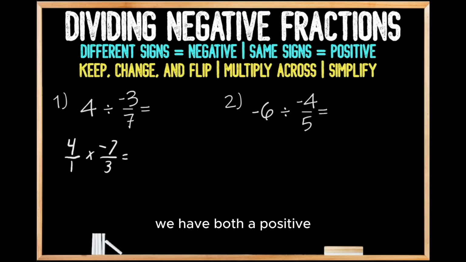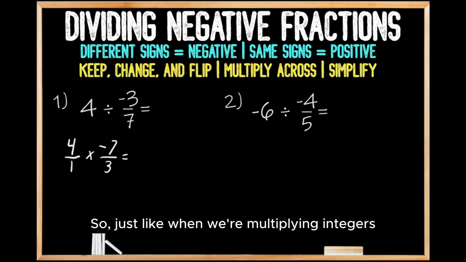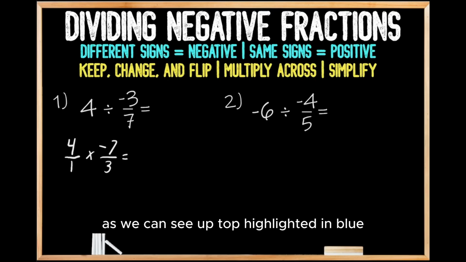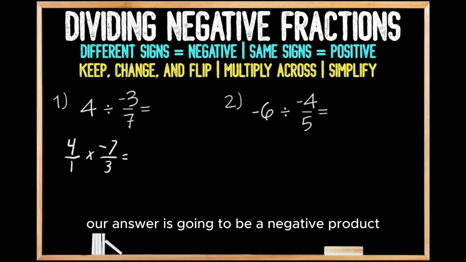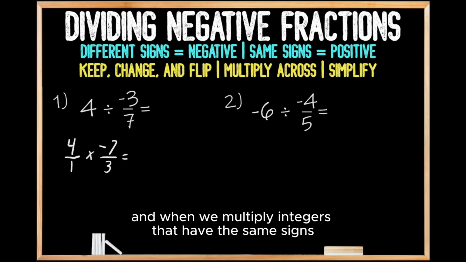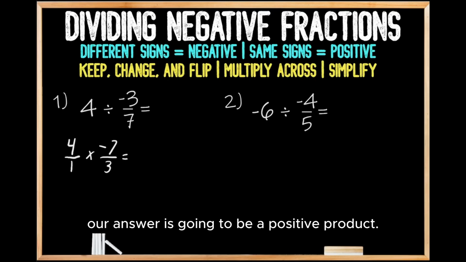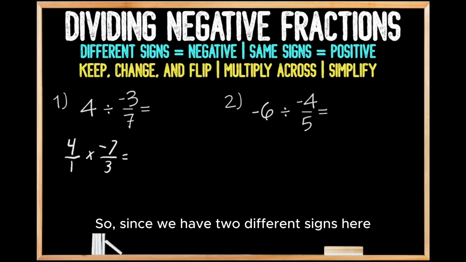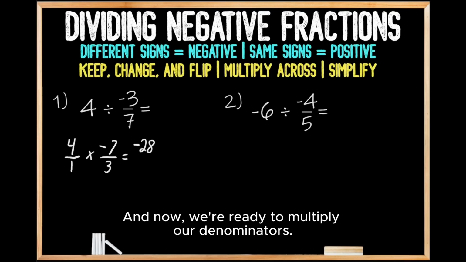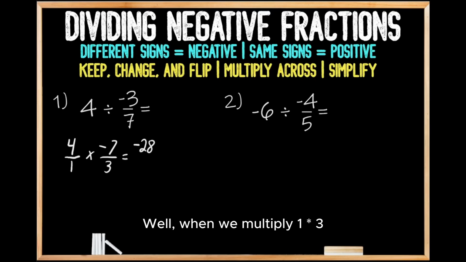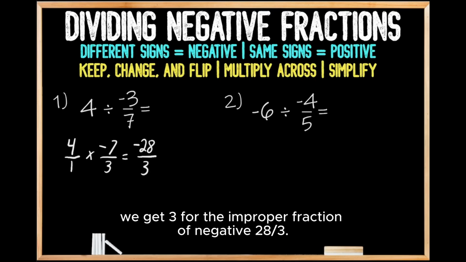And now we're ready to move on to the next step where we're going to multiply across. And as we can see here, we have both a positive and a negative value in our numerators. So just like when we're multiplying integers, as we can see up top highlighted in blue, when we're multiplying integers that have different signs, our answer is going to be a negative product. And when we multiply integers that have the same signs, our answer is going to be a positive product. So since we have two different signs here, our answer is going to be a negative. So when we multiply 4 times negative 7, we get negative 28. And now we're ready to multiply our denominators. Well, when we multiply 1 times 3, we get 3 for the improper fraction of negative 28/3.